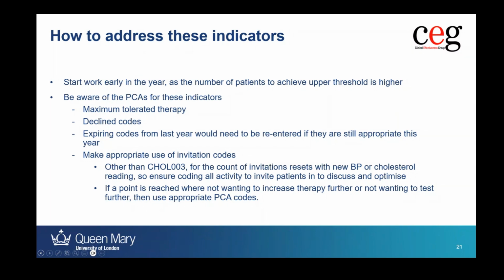So then you can recheck that. If it's in range, great, they hit the numerator and they're in and helping you achieve your upper threshold. And if they're not, you can start that process of inviting them back in. And ultimately if they decline to have their blood pressure rechecked or cholesterol rechecked, that also removes them from the denominator as well. So it's just important to be aware of these PCAs and make sure you use them so that you hit that upper threshold. They are there in the business rules for a reason, and it is to be used appropriately. Next slide, please.